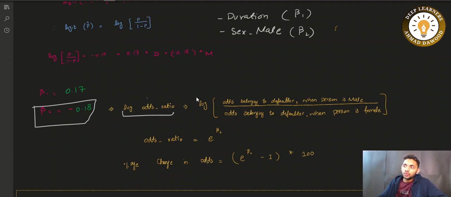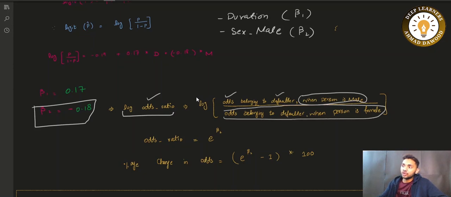If I ask you what odds ratio, you can say the odds of belonging to defaulter when the person is male, divided by the odds of belonging to defaulter when the person is female, the ratio of both odds, and then you will take a log of the odds ratio. Okay, this will become minus 0.18. You can say that minus 0.18 is actually the log of odds ratio.